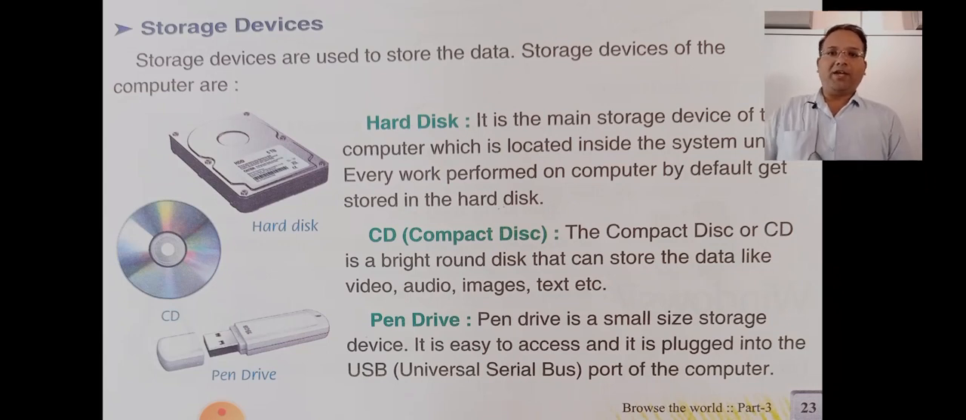Now next, pen drive. Pen drive is a small size storage device. It is easy to access and it is plugged into the USB, means universal serial bus port of the computer. So here you can see the images of hard disk, CD and pen drive. Pen drive is also a portable device. You can easily transfer data from one computer to another computer by the pen drive.